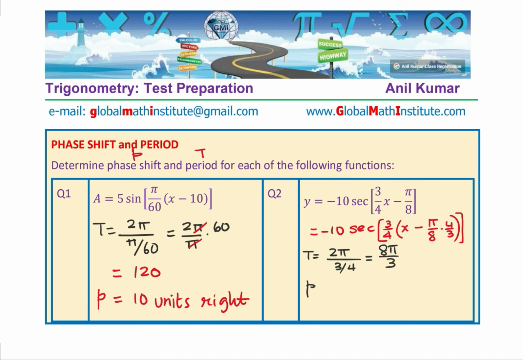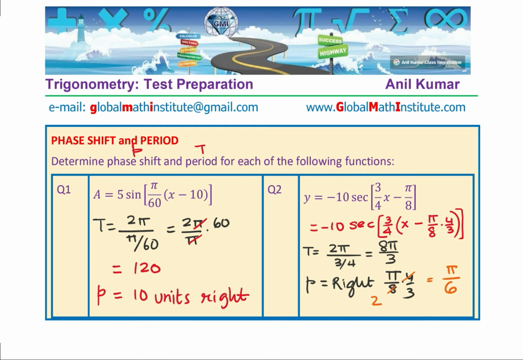As far as the phase shift is concerned, it is this term, right? So it is definitely to the right. And how many units? So let's simplify this. Pi by 8 times 4 by 3. Simplified, right? So it goes 2 times, and therefore we have pi by 6. You get the idea. That is how we get the right answer.